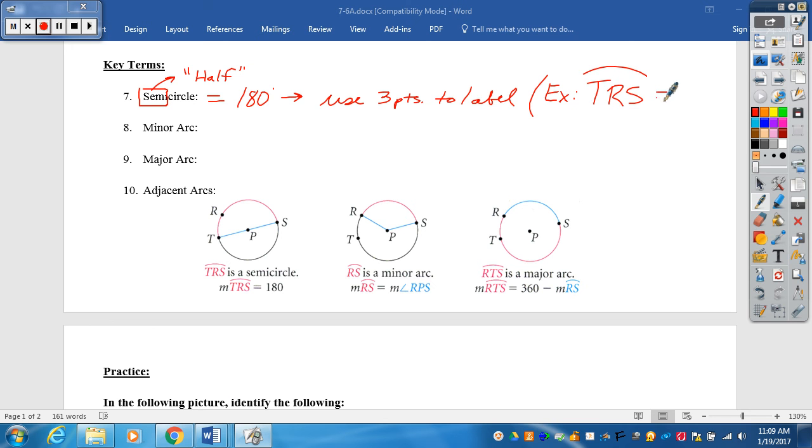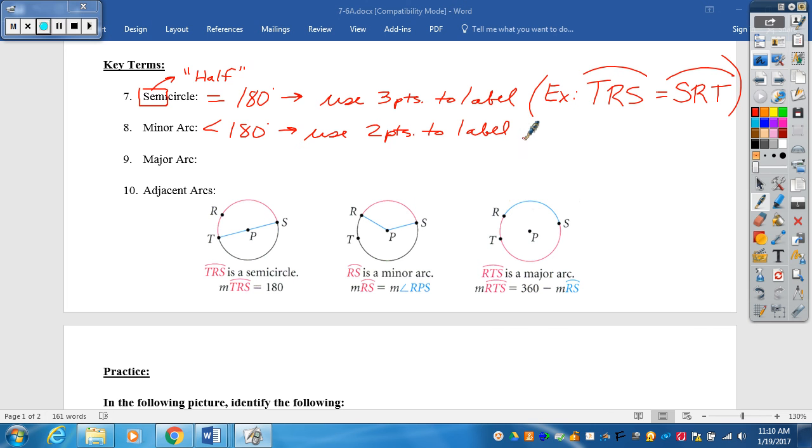Now, just like line segments, arc SRT is also the same arc as arc TRS. And so don't be confused if your letters aren't exactly the same, as long as you can trace the same arc with those letters. Okay? Minor arc is going to be everything less than 180 degrees. Okay, and we're only going to use 2 points for a minor arc.